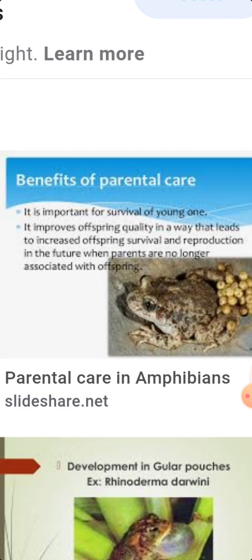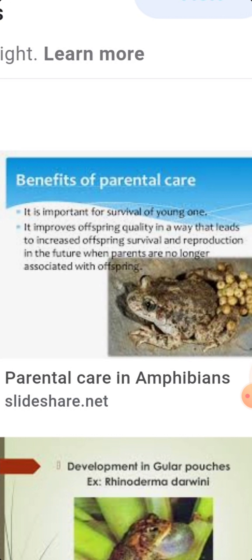Parental care in amphibia: parental care is nothing but the nursing of eggs and embryos by the parents. It is well developed in amphibia. That well developed parental care is divided into two types. One is protection by the nests and direct caring by parents.